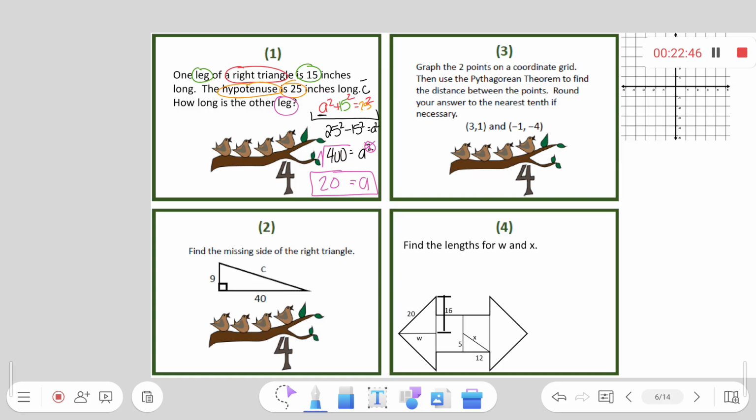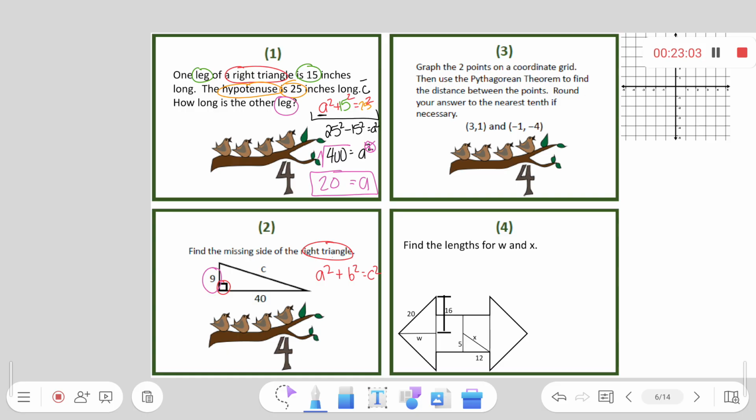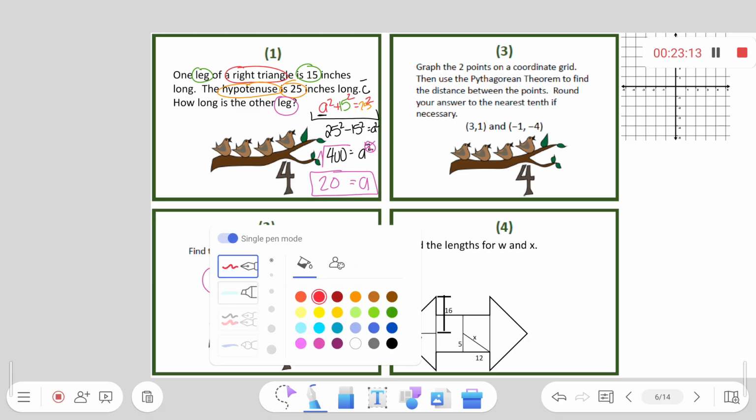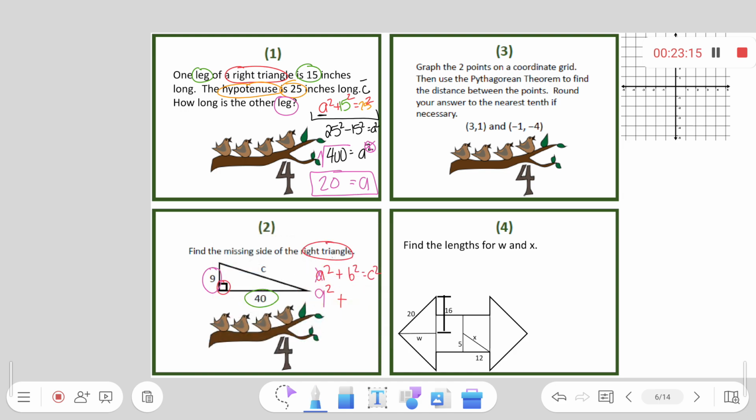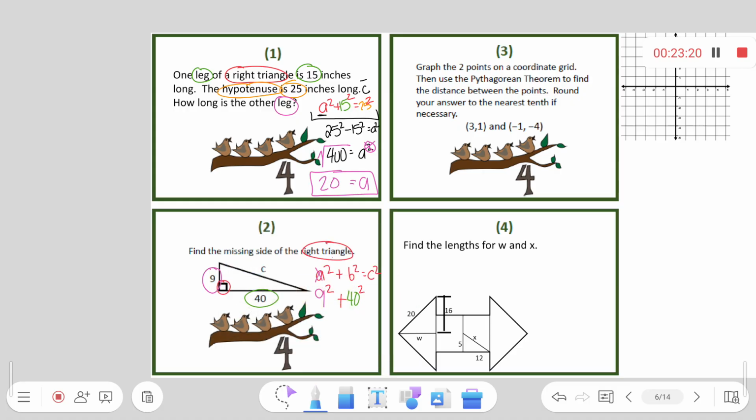Number 2 wants me to find the missing side of a right triangle. I know for 2 reasons that this is a right triangle: 1, it says so in the words, and 2, there's a right angle marking. Because I have a right triangle, we can use a squared plus b squared equals c squared. They told us that a was 9, so I've got 9 squared, plus b, the other leg, 40. So 9 squared plus 40 squared equals c squared.